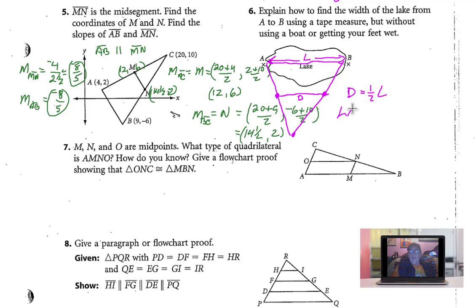So the lake width equals 2 times the distance, equals twice d, whatever this d is.